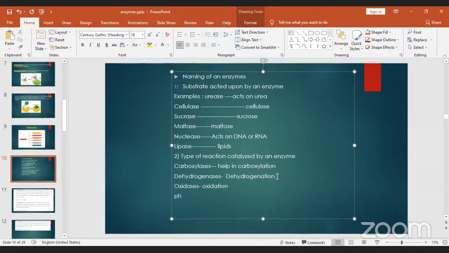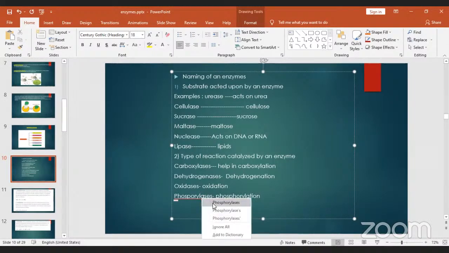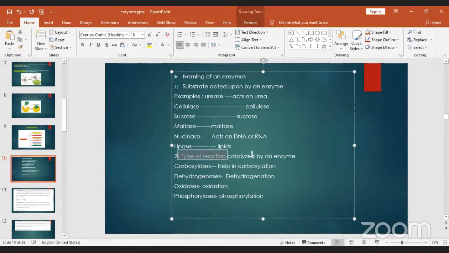Phosphorylases help in the phosphorylation process. It is the second rule for the naming of an enzyme. First one, substrate acted upon by the enzyme. Second one, type of reaction catalyzed by an enzyme. This is the second rule and this is the first rule.